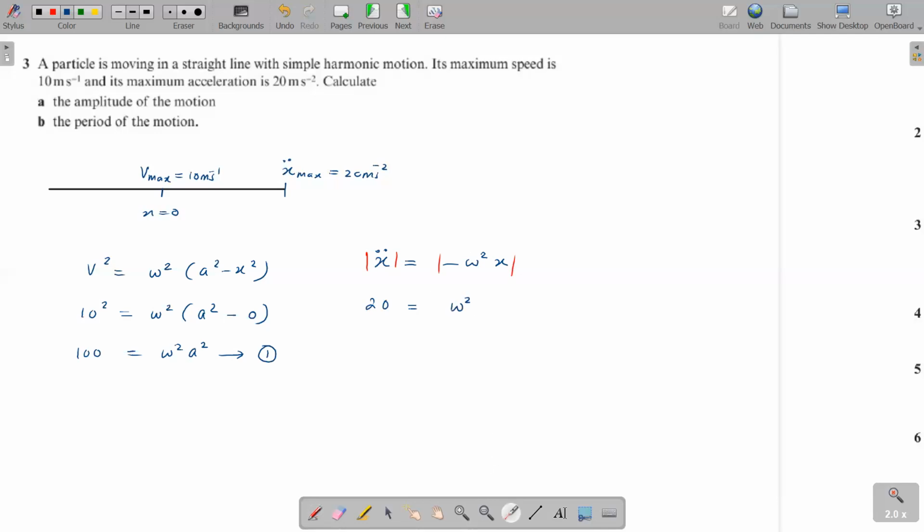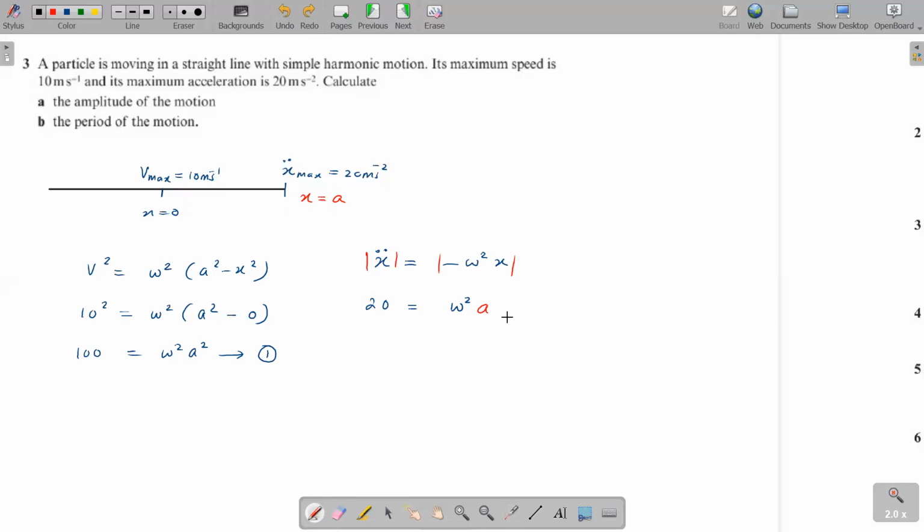And what is x? You get the maximum acceleration when x is a. When x is 0, you are at the center. When x equals a, a is the amplitude. When your displacement equals the amplitude, you are at the corner. You are at this point over here. So x is equal to a. Okay, so x double dot equals omega squared. Removing the minus, it's omega squared times a. So it's a pair of simultaneous equations.